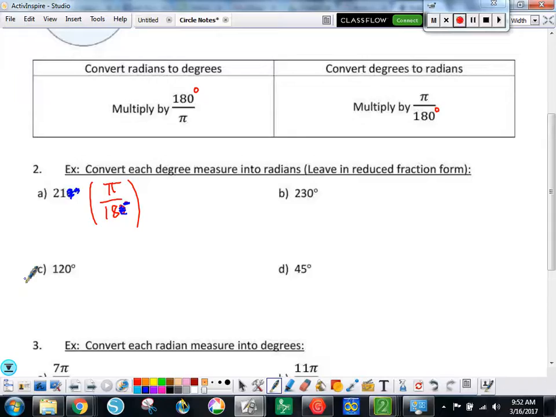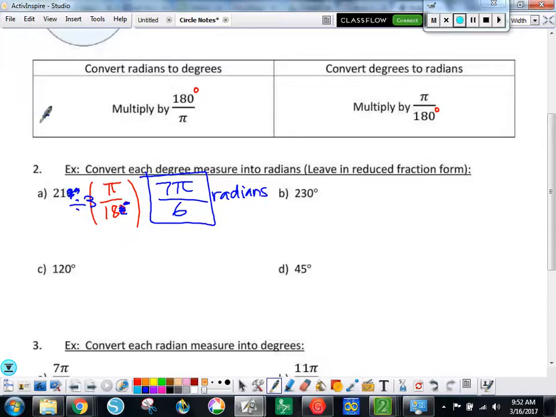Now what goes into 21 and 18? 3. 21 divided by 3 is 7. I put the pi with it, over 18 divided by 3 is 6. So this is how many radians are equivalent to 210 degrees.